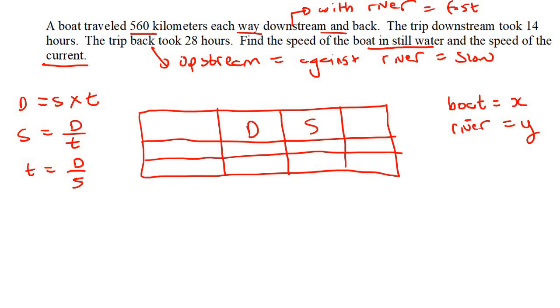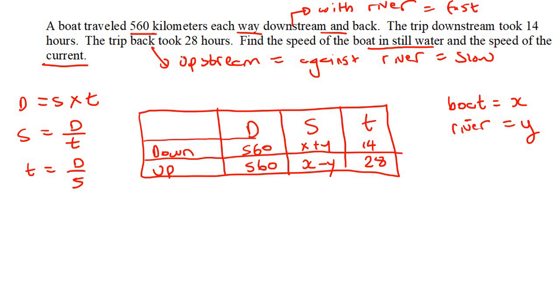So there's a DST, and then let's go downstream, and upstream. Okay, so the distance is definitely the same for both, whether you go upstream or downstream, if you're going to the same place. So it says that it's 560 each way. The trip downstream was 14 hours, and the trip back was 28, much slower. Then the speed downstream would be x plus y, and the trip upstream would be x minus y, just like we showed just now, right, with the 20 and the 2. Because when you're going downstream, you go faster, so you add them, and when you're going upstream, you go slower, so that's where you minus them.